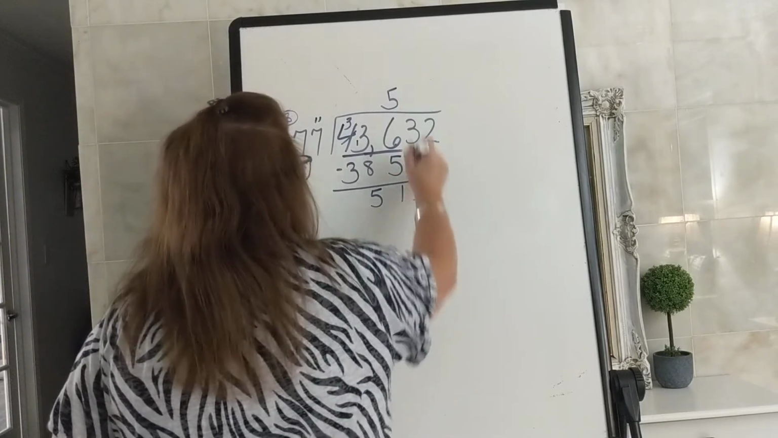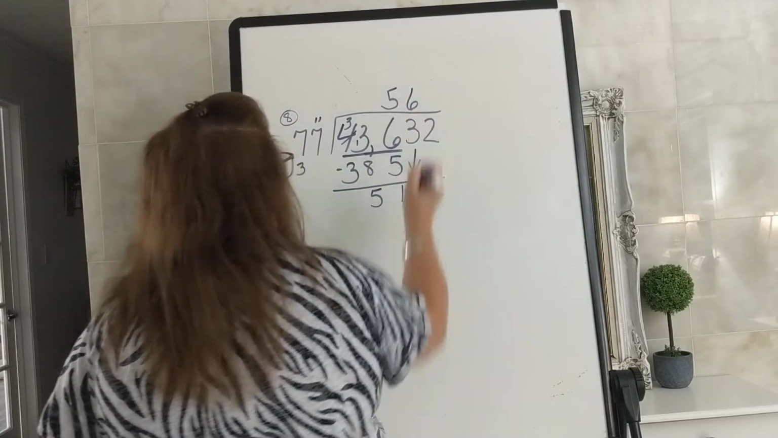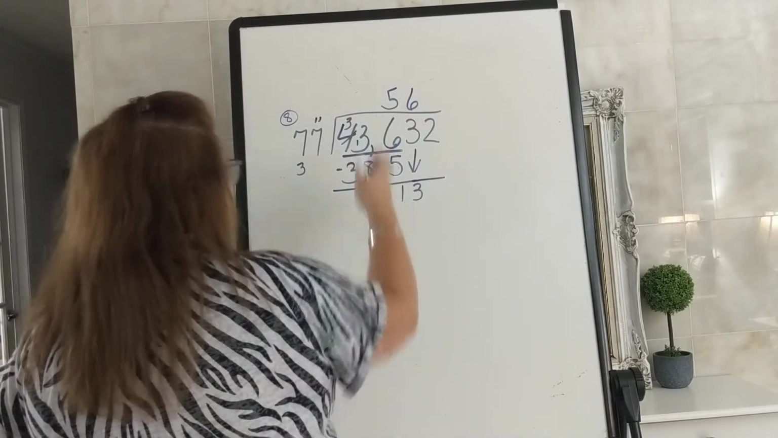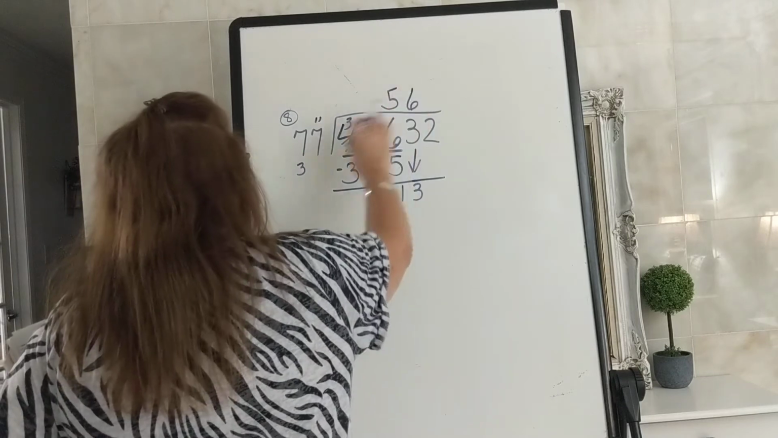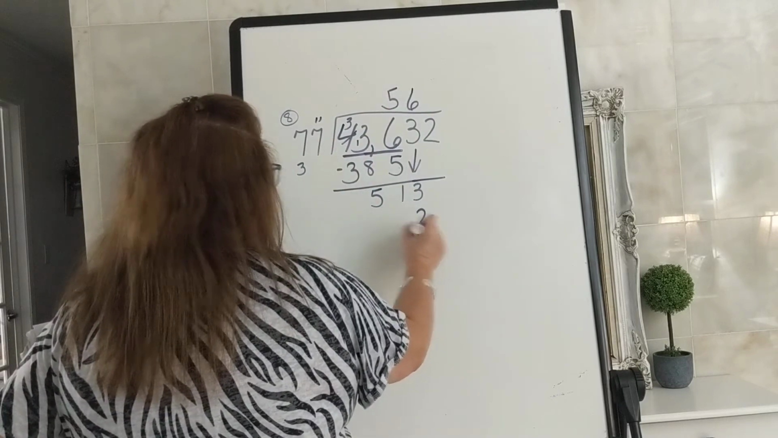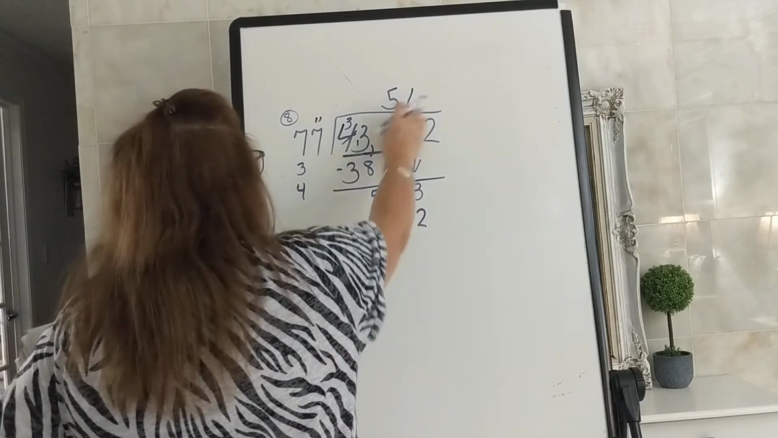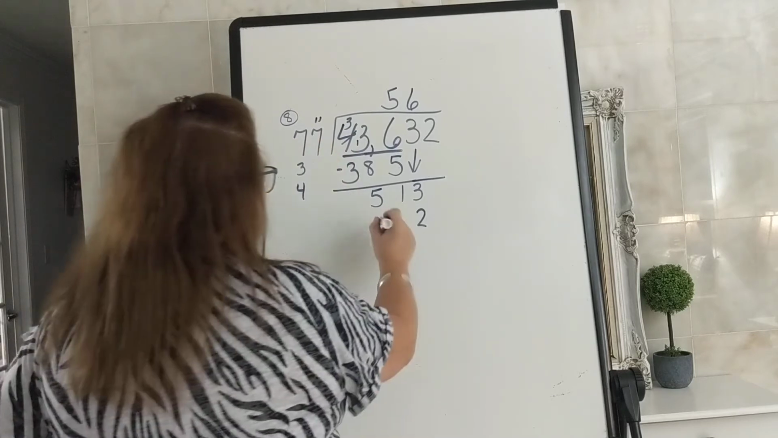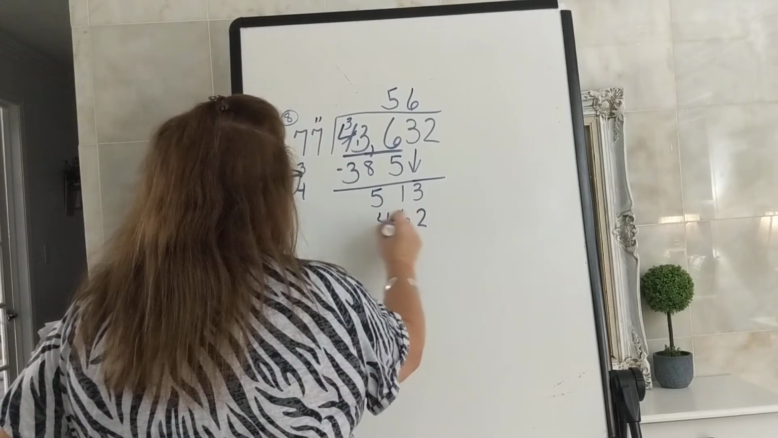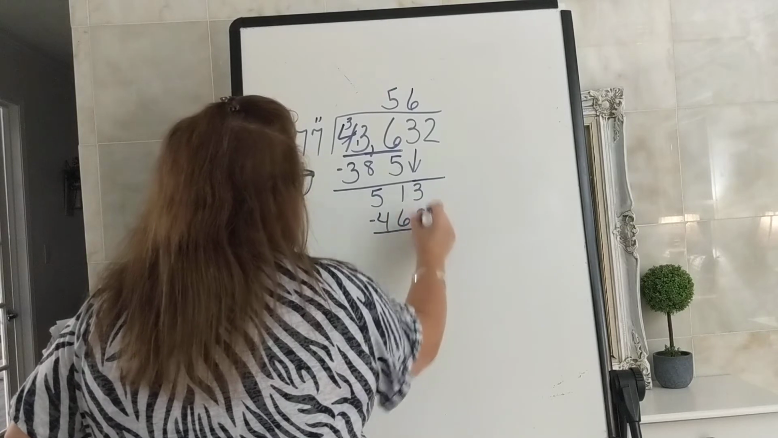Put our 6 straight above our 3, because that's the digit we brought down. Notice my nice straight columns. 7 times 6 is 42. Put 2 down, carry the 4. 7 times 6 is 42, plus 4 is 46. We subtract. 3 minus 2 is 1.